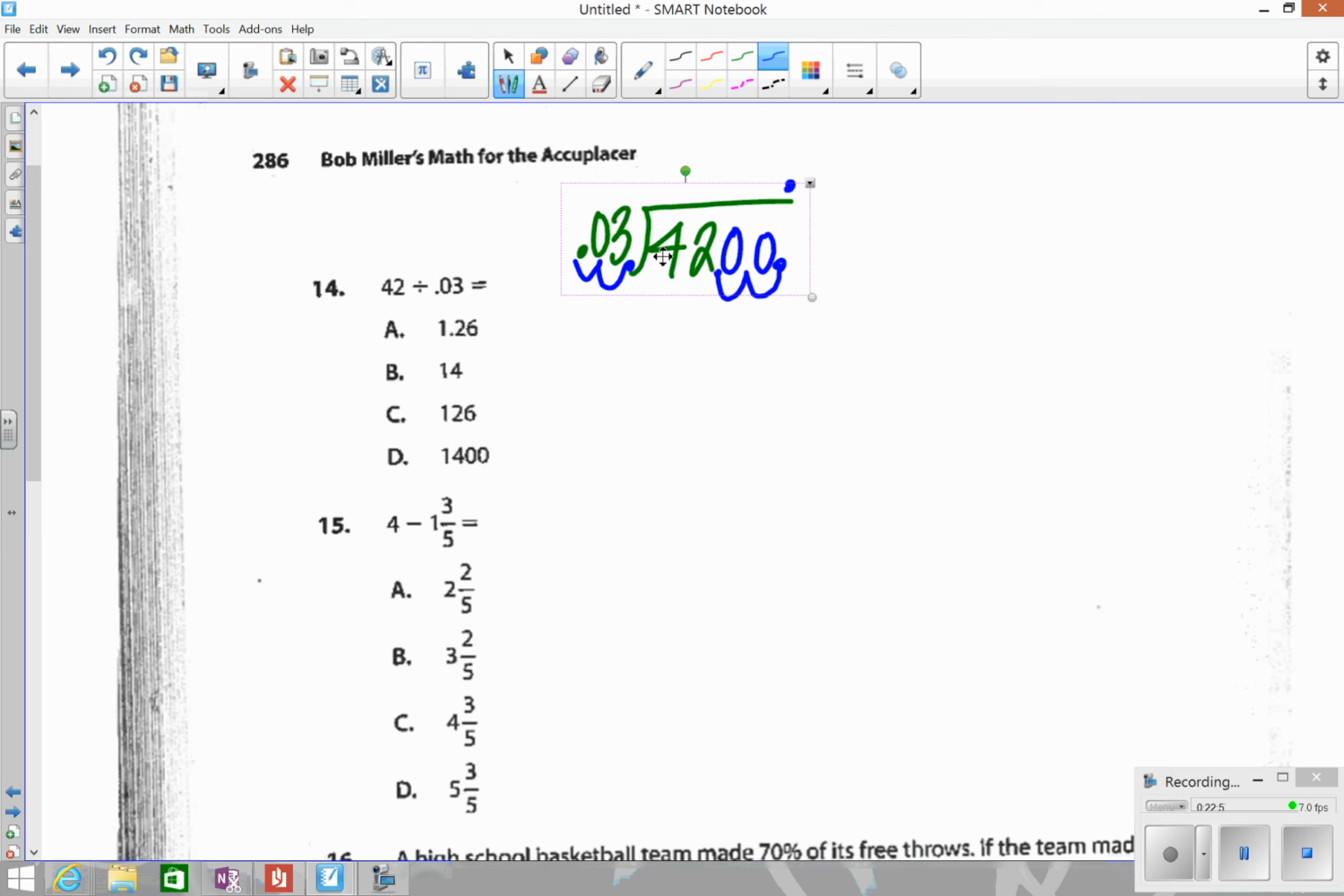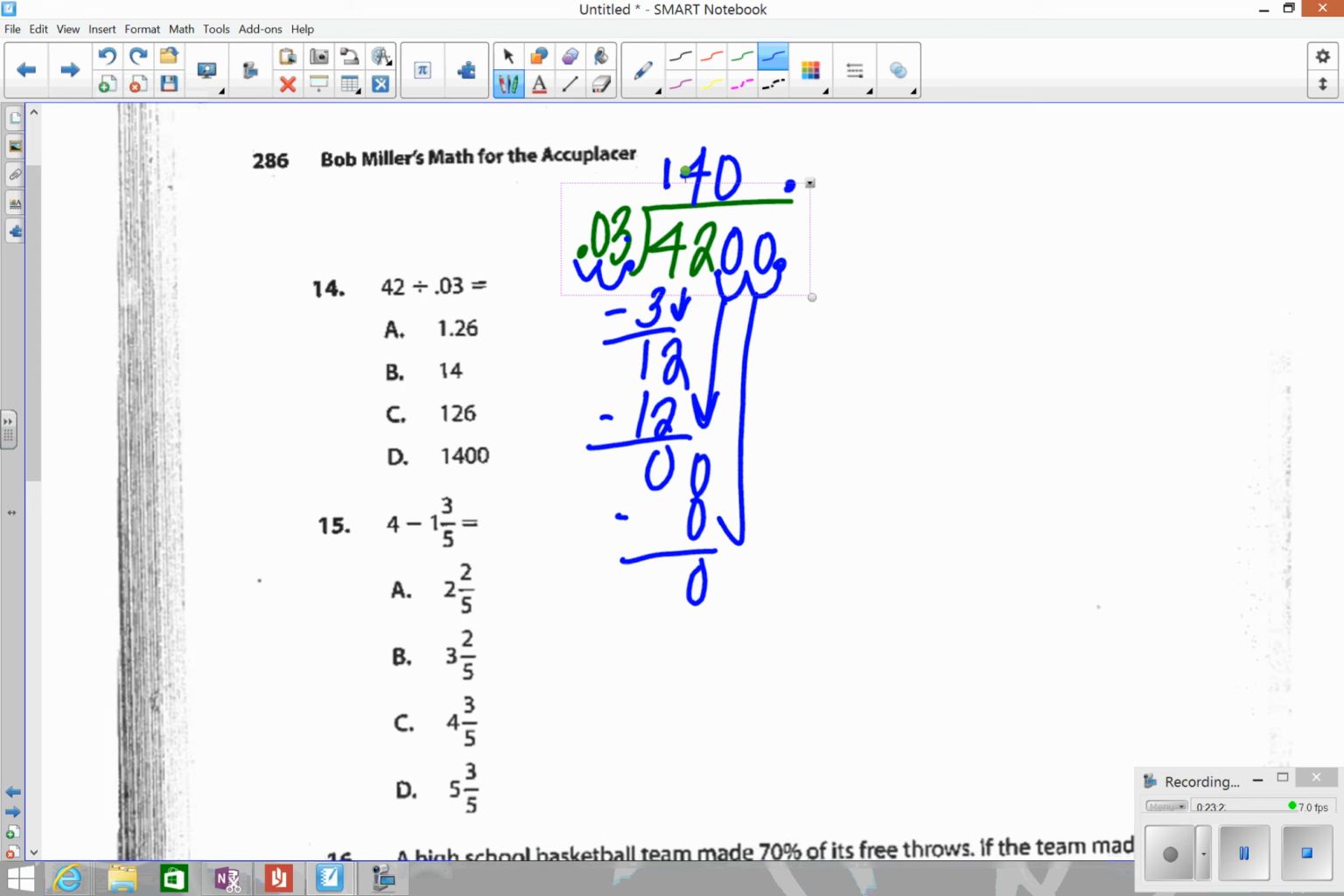So how many times does 3 go into 4? Well, it goes into it 1 time. So 1 times 3, carry that down. Carry the 2 down. So how many times does 3 go into 12? Goes into it 4 times. 4 times 3 is 12. And then you carry down the 0. How many times does 3 go into 0? 0 times. 0 times 3 is 0. Carry down the 0. How many times does 3 go into 0?